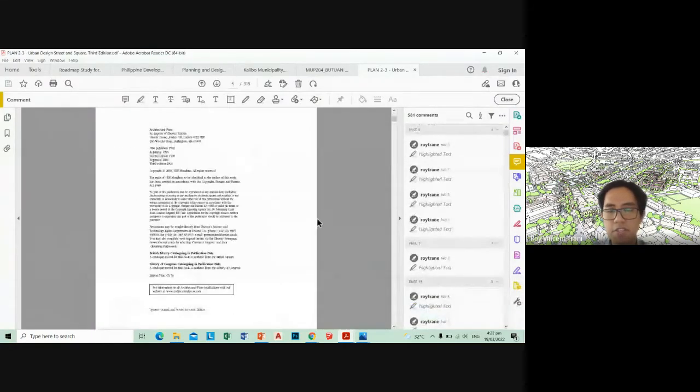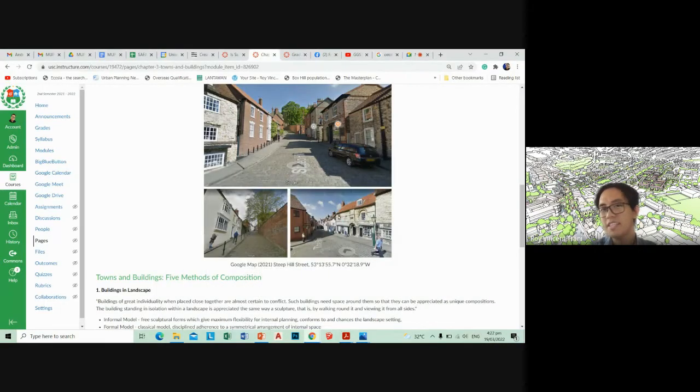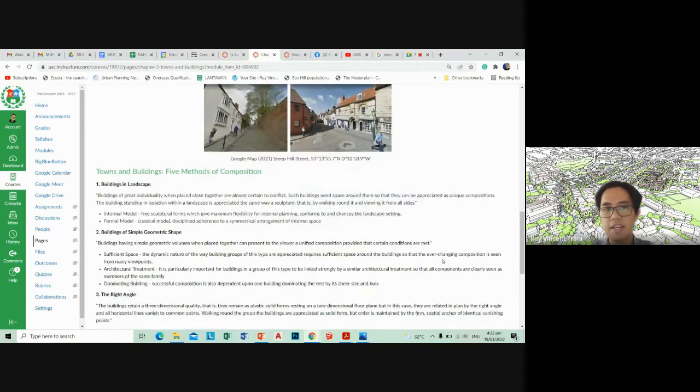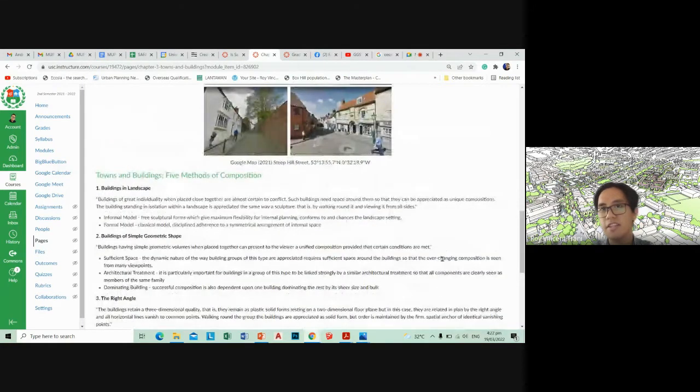Let me double check this book. And of course, I can give you this book if you want it. It was first published in 1992, and this version, the third edition, was published in 2003. So it's about 20 years old, and there should be a new version somewhere, but I don't think its content has changed so much.